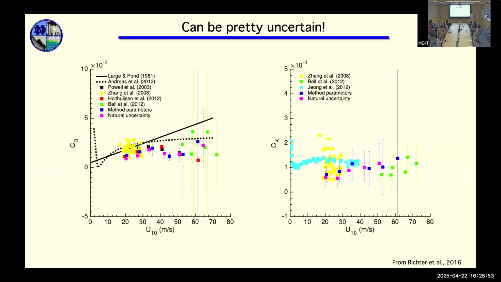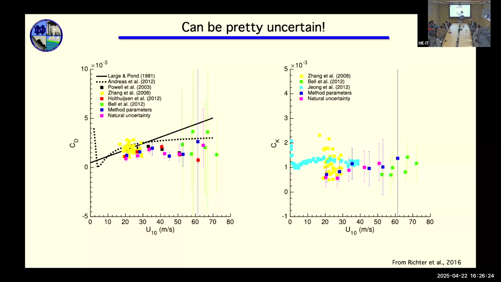So this is a paper that I wrote with Dan Stern and some others in 2016. So CD, the drag coefficient, versus U10. The black and the red dots right here are the Powell results. They kind of followed up and did some additional analysis in 2012. It's basically the same. My results are the blue and the magenta, which track right along them, which of course they do because we're using the same technique on more or less the same data. So of course we get the same results.